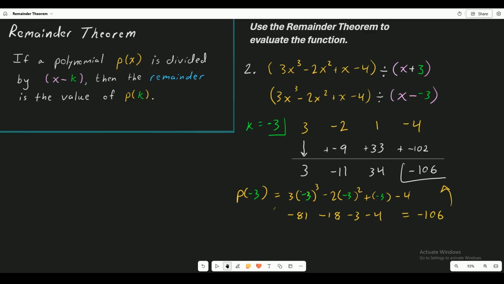Very, very interesting and very, very cool. All right, let's move on to another example.